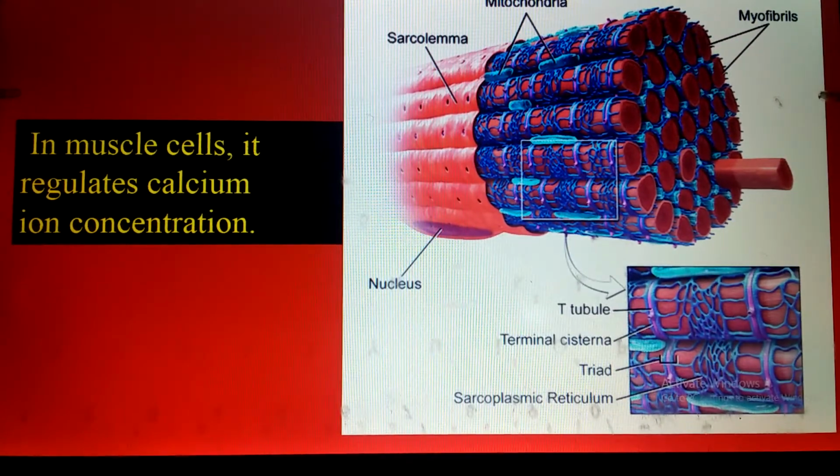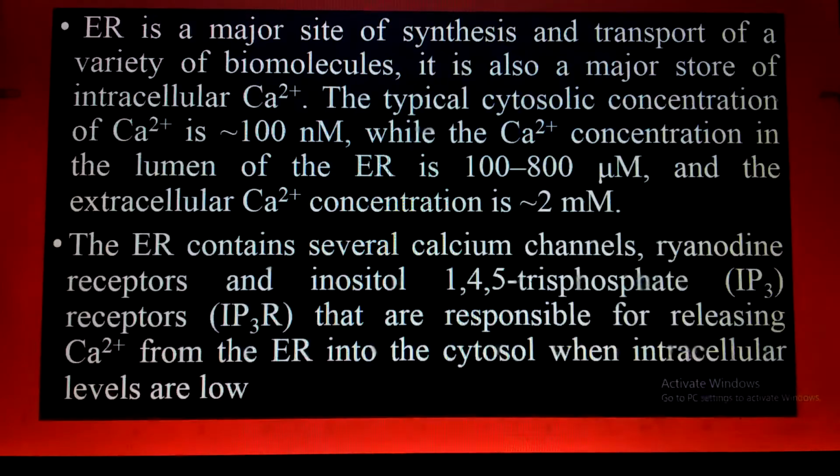Okay. In muscle cells, keep it in your mind, and I have discussed in my previous lecture, that the smooth endoplasmic reticulum is known as the sarcoplasmic reticulum. So the basic function of the sarcoplasmic reticulum is to regulate the calcium ions in the muscle cells, which helps in the contraction of the muscles. ER is a major site of synthesis and transport of a variety of biomolecules. It is also a major store of intracellular calcium.